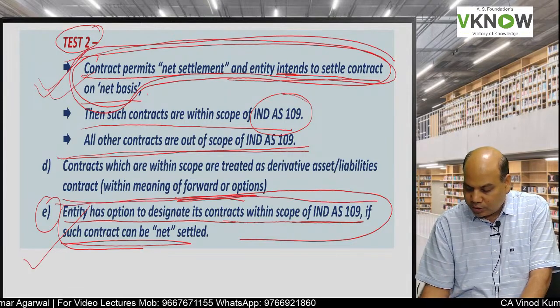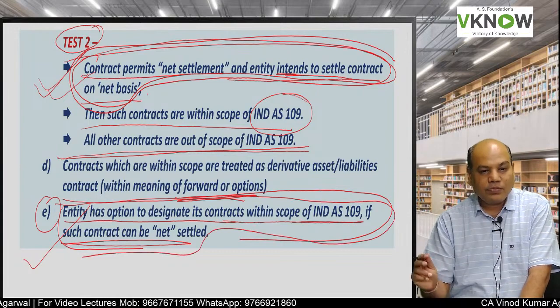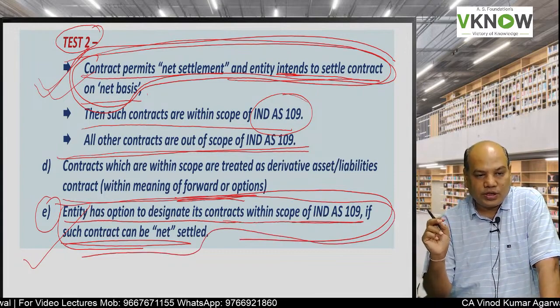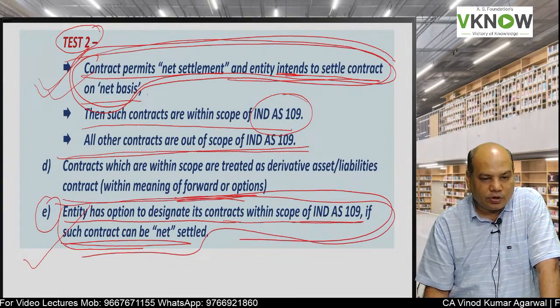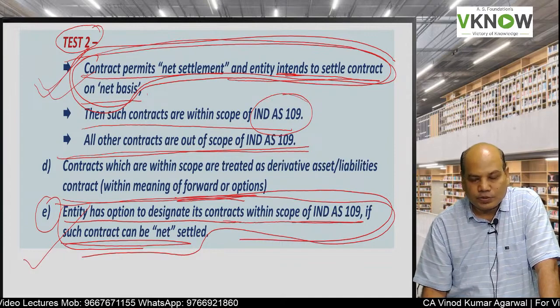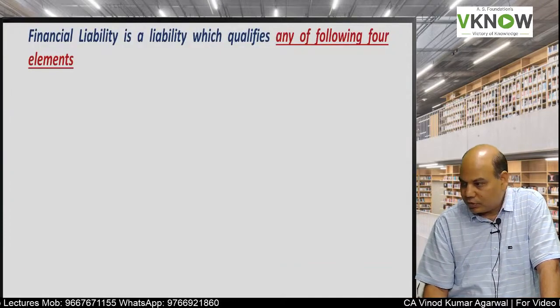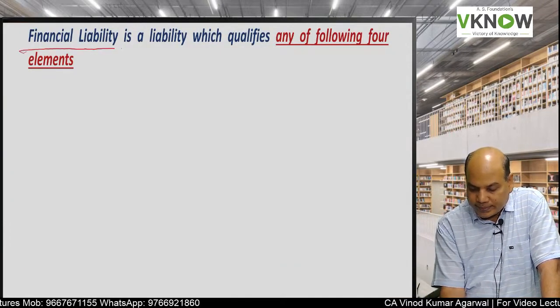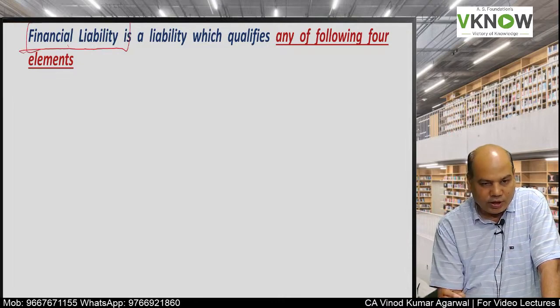In the last point, the entity has an option to designate it as a derivative contract if it has the option of net settlement. Now we'll come to the meaning of financial liability.